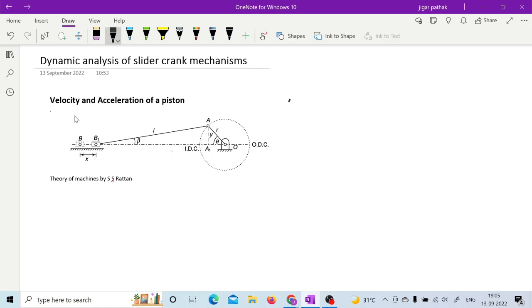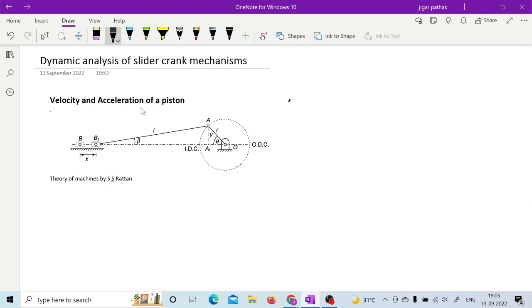So if we want to analyze the velocity and acceleration of a piston analytically, then first we can start with the displacement, by having an analytical relationship of the displacement with theta, the length of connecting rod L, and crank radius R. Right, so let us first see how we can come up with the displacement of the piston.